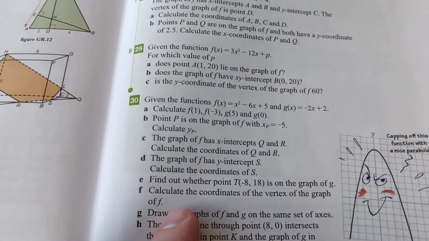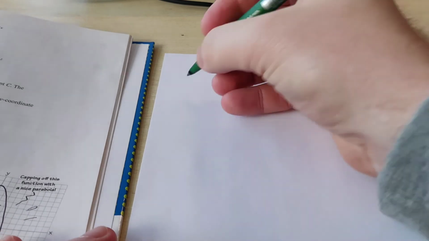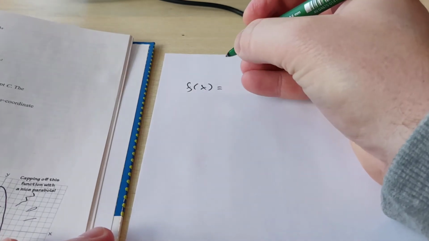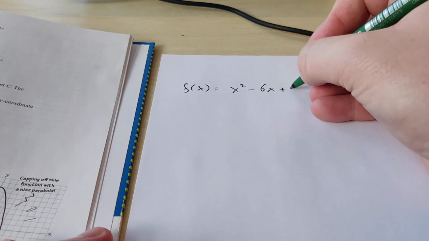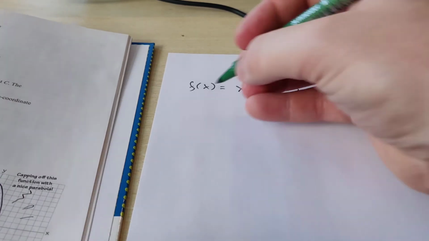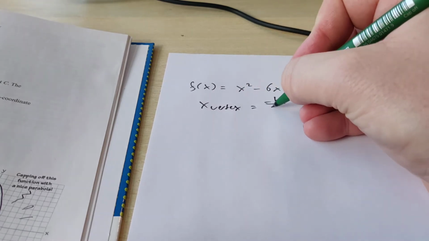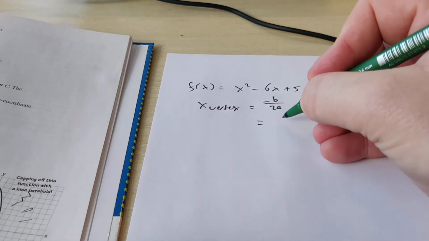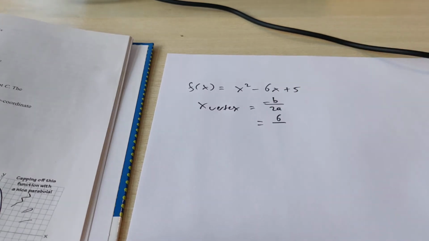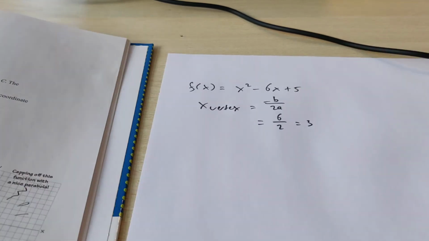It says here, calculate the coordinates of the vertex of the graph of f. Alright, well let me write down the formula for f, which is this one. If you want to calculate the vertex, then this is what you learned. To calculate the x vertex, you do minus b divided by 2a. Well, b in this case is minus 6, so we get minus minus 6, which is just regular 6, divided by 2 times a, which is 2. So the x vertex is 3.